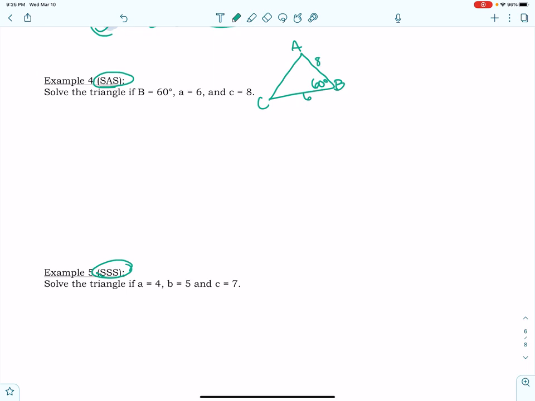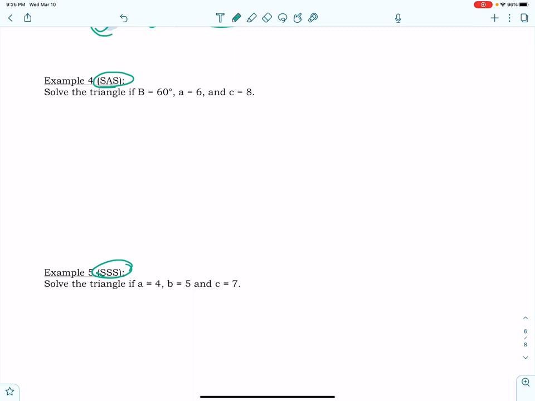So I want you to notice that if we were going to set this up for the law of sines, I can't do it, because I don't have enough information in my triangle. Because look, I could start with side B over the sine of 60. And then I have to use, let's say 8 or 6, it doesn't matter which, 8 over the sine of angle C. See, this gives us 2 variables, and we can't do that. So that's why the law of sines doesn't work for a side angle side situation.